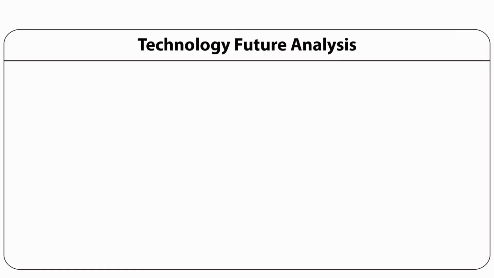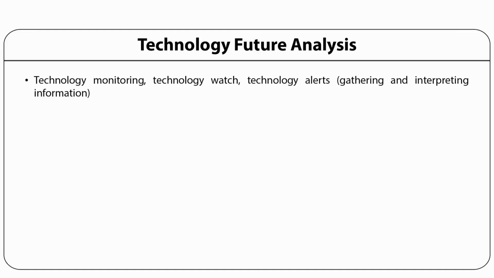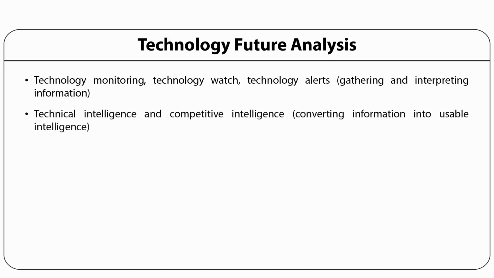Technology future analysis. Technology future analysis includes technology monitoring, technology watch, technology alerts. They come under this activity of gathering and interpreting information. The second set of attributes of technology future analysis are technology intelligence and competitive intelligence. This is converting information into usable intelligence.